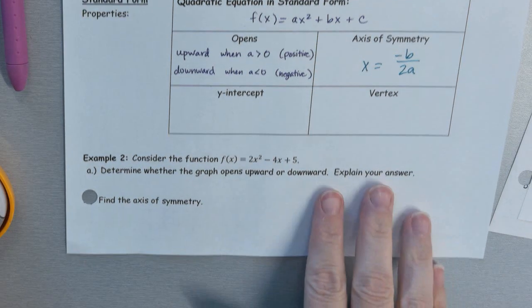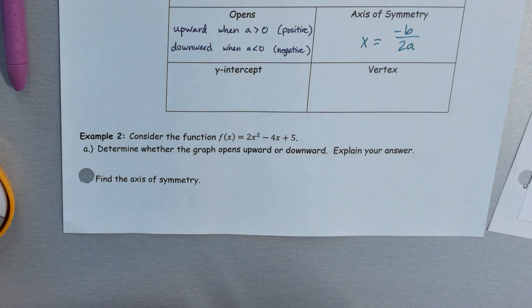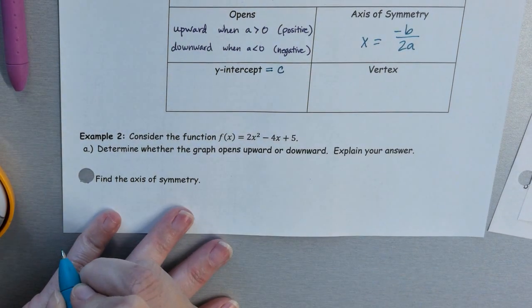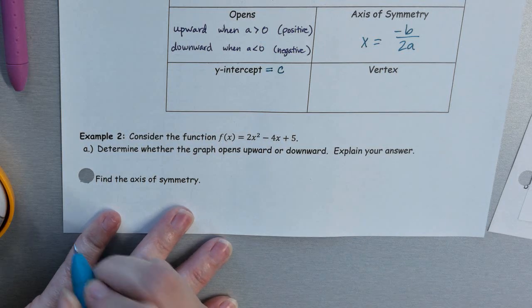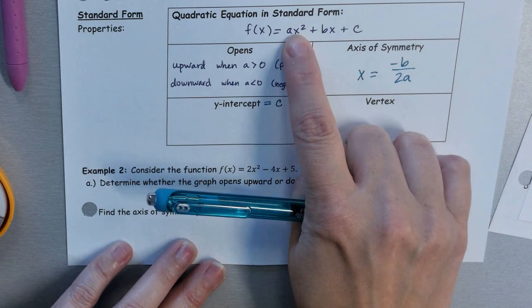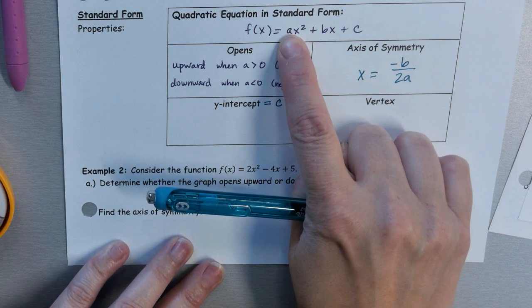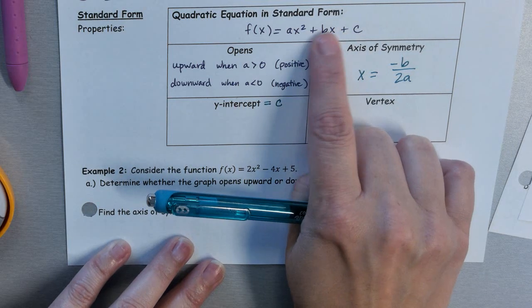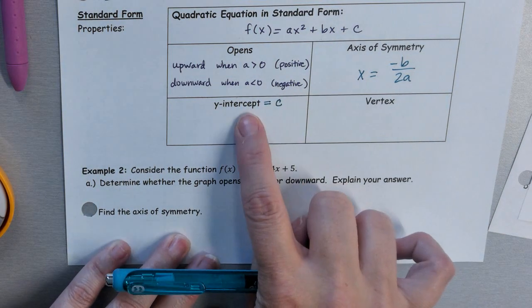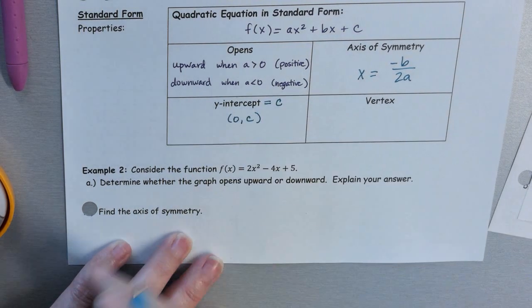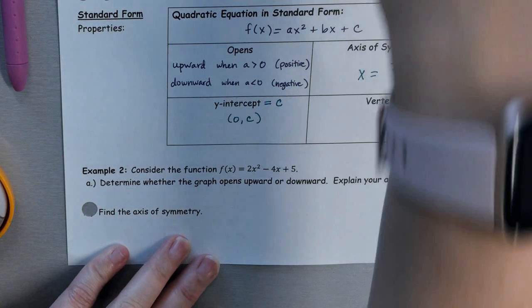Okay. And then the y-intercept, you guys might remember this. Your y-intercept is the value of c in your equation. Okay, so if I plugged in 0 for x, this would become 0, this would become 0, and then I still have plus c. So 0 plus c is just c. When we write our y-intercept, we're going to write it as a point. So the point is (0, c).